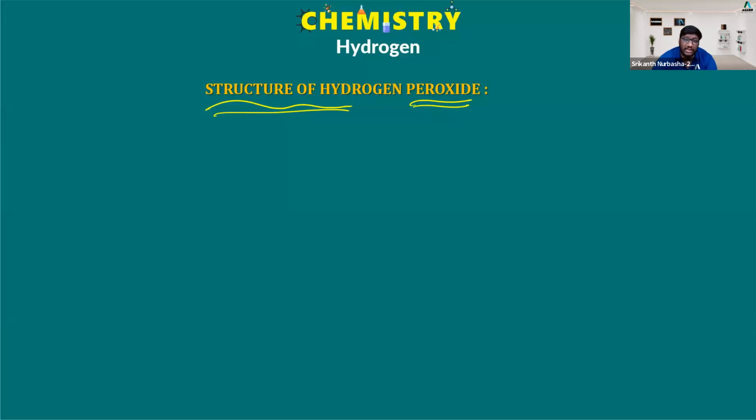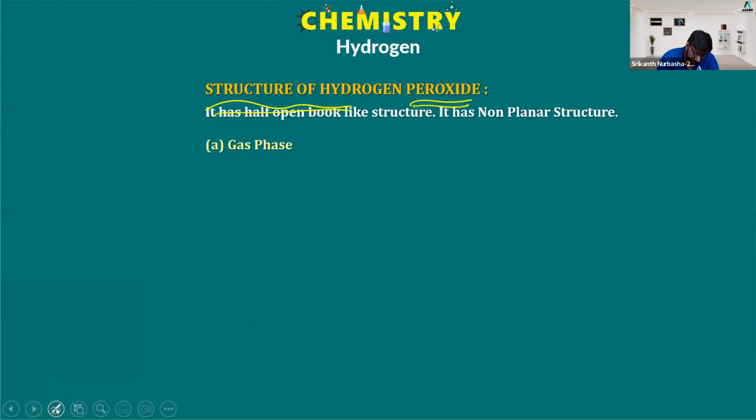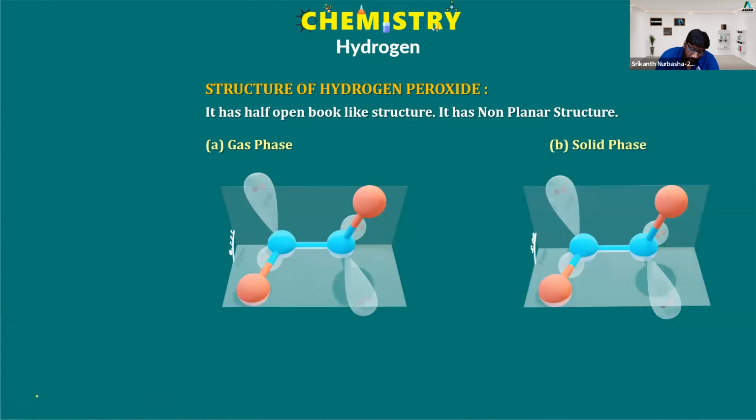In the solid state and in the gas phase, the OH bond lengths and O-O bond lengths are going to differ. It has a half open book structure. It has a non-planar structure. In the gas phase, as well as in the solid phase, you have an oxygen-oxygen bond, OH bond, oxygen-oxygen bond, OH bond.